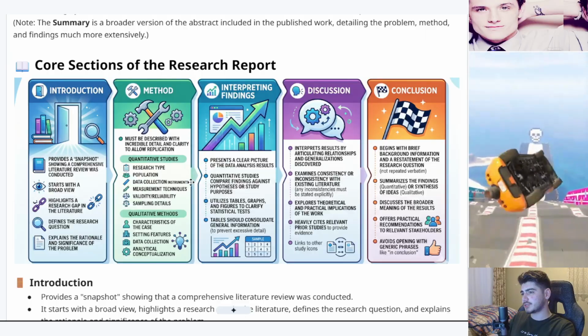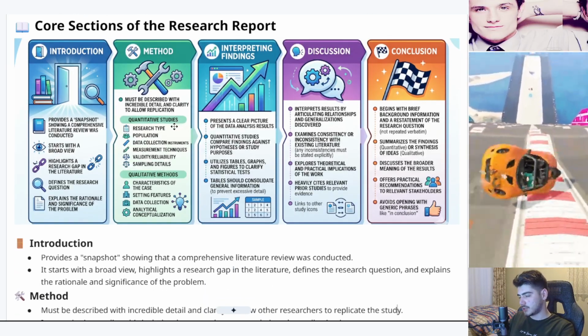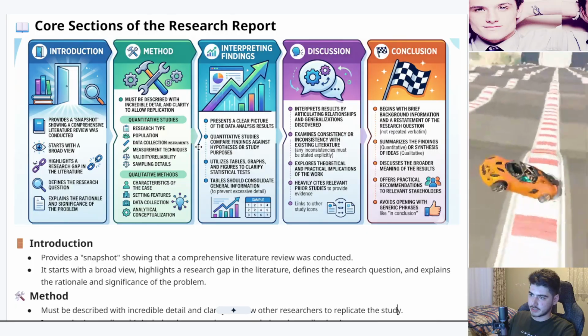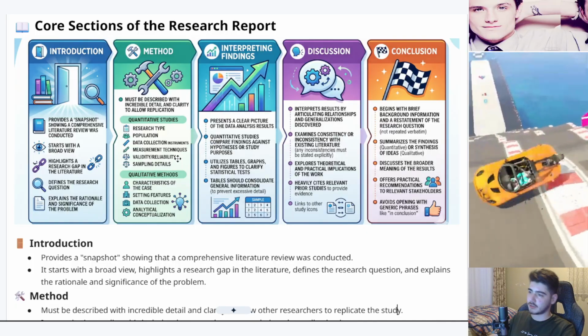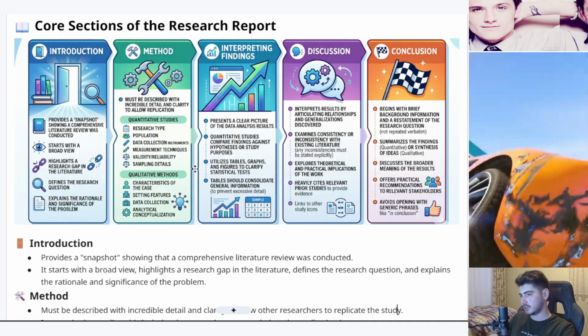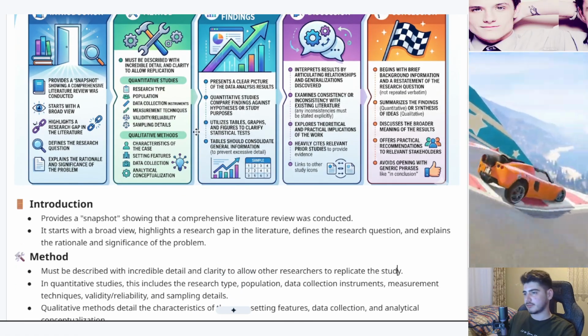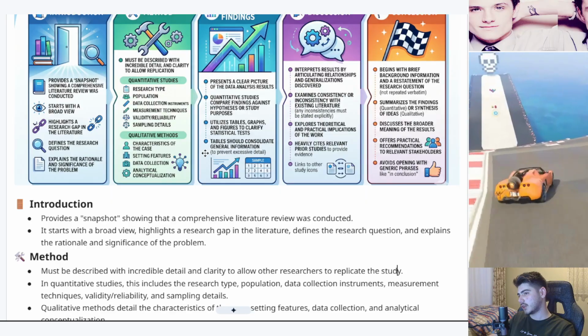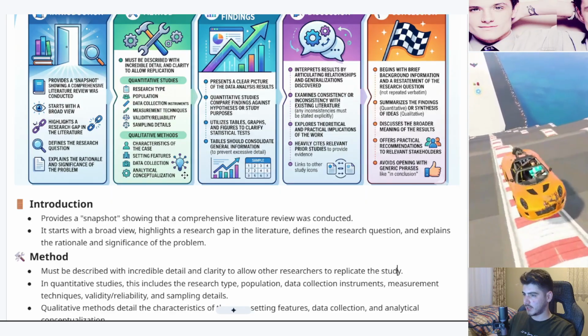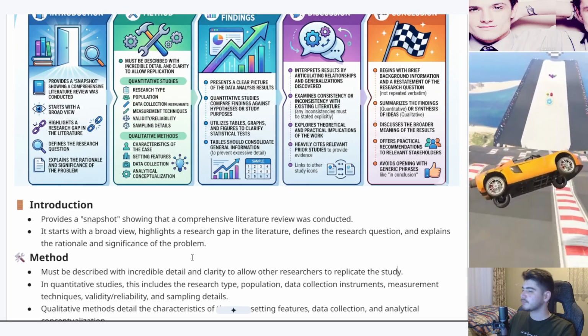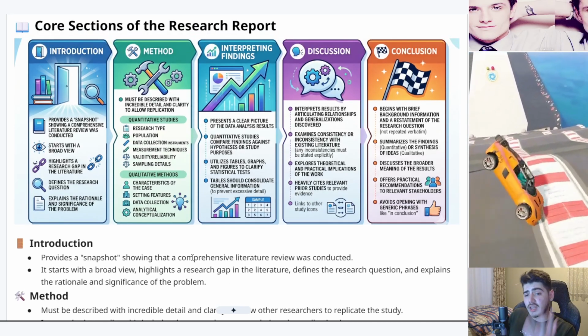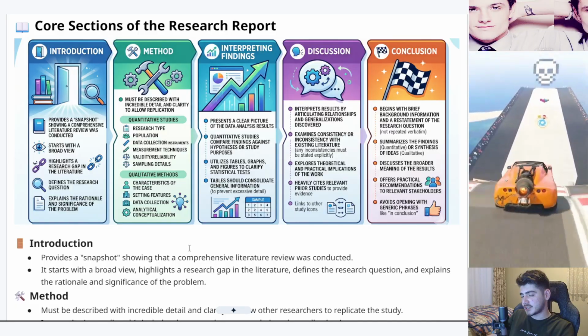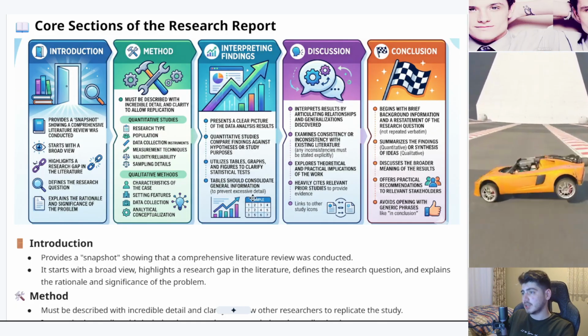In quantitative studies, we can see the research type, population, data collection instruments, measurement techniques, validity, reliability, sampling details. And in qualitative methods, we can see characteristics of the case, setting features, data collection, analytical conceptualization. I doubt any of these will be asked in the exam, so I would rest easy.